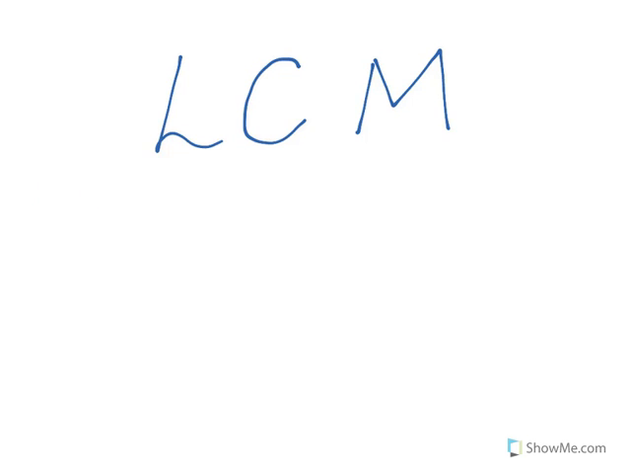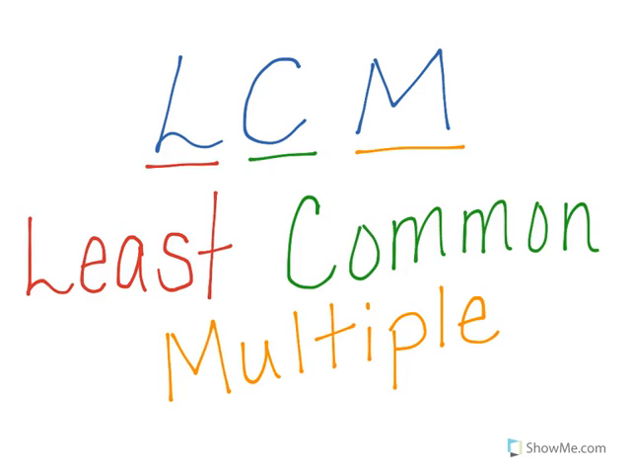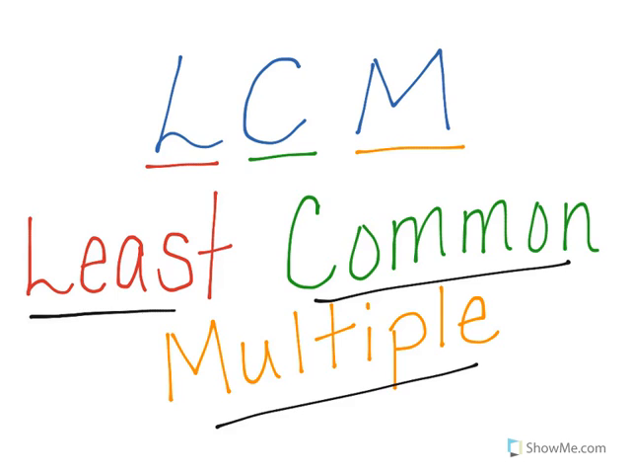Now let's take a look at what the LCM is. It's otherwise known as the least common multiple. So we're going to be finding multiples of 2 or more numbers, then finding out what they have in common, and then finding which one is the least or the smallest one that they have in common.